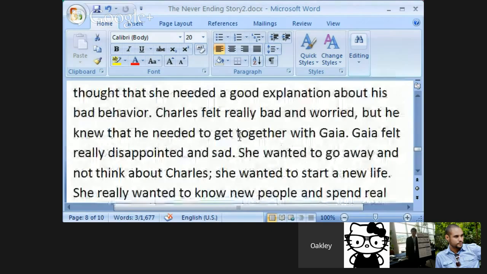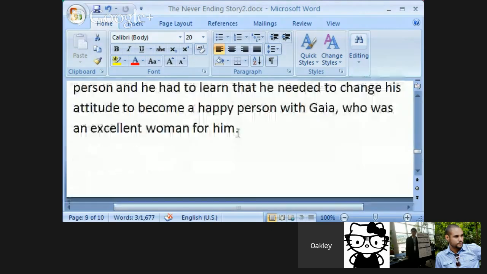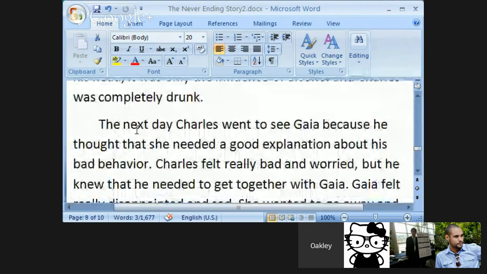Okay, I think this last one will set us up to start writing our own sentences. Demas, can you read the last paragraph here?